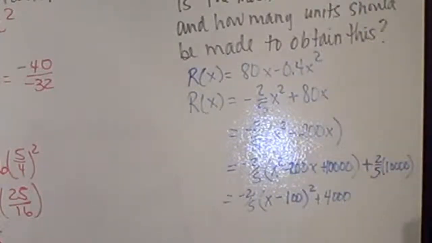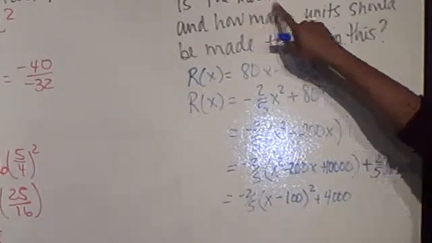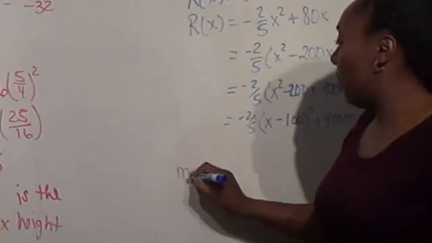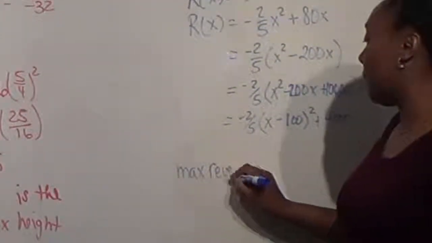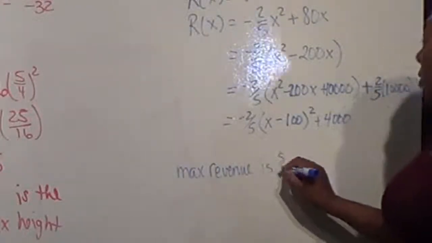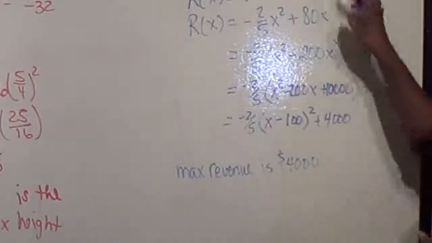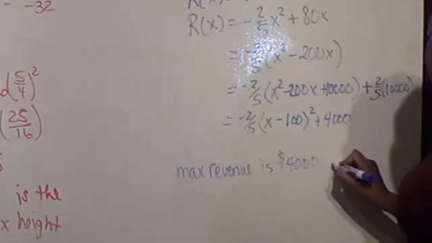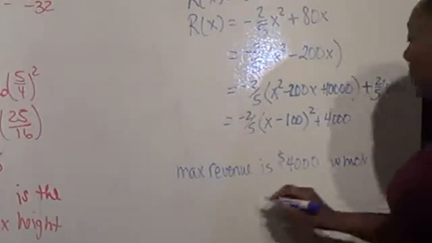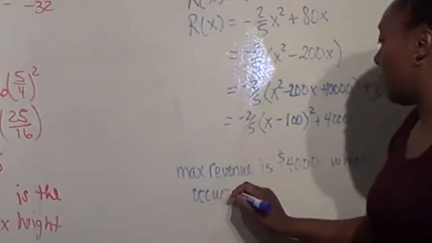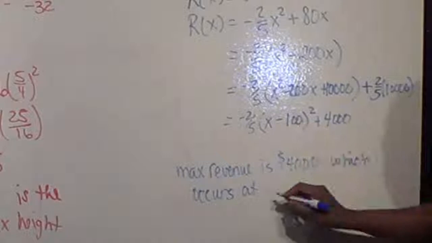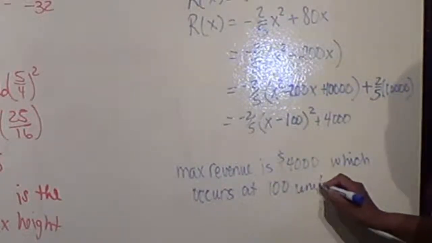And this is going to answer my questions here. So the first was, what was the maximum revenue? Well, that's the K value, right? That's going to be the dollar amount. So max revenue is $4,000. And we want to find the number of units that makes us obtain this. So this occurs at our H value, so remember X minus H, so 100 units.